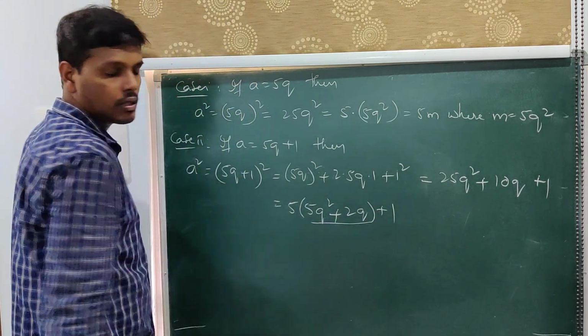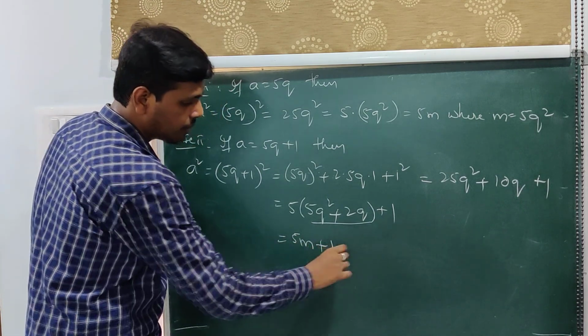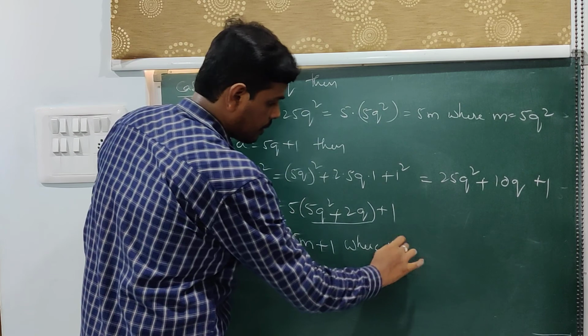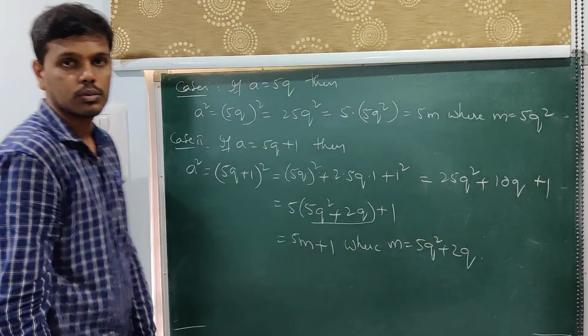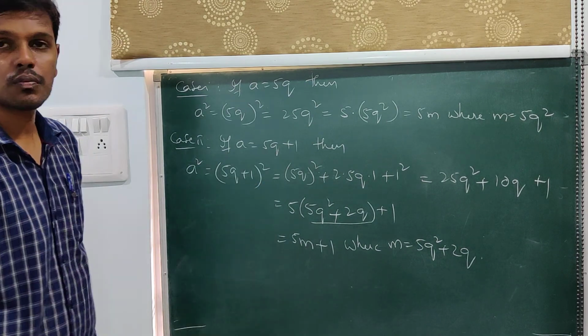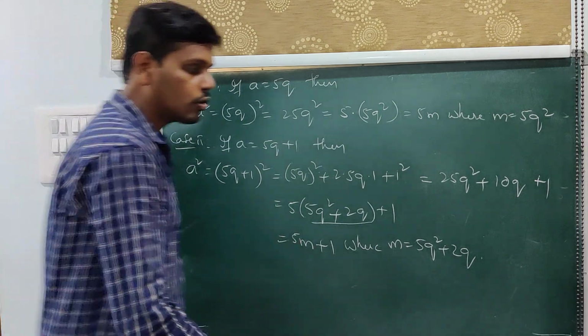Now this entire value, let us assume this as some m, then that will be 5m plus 1, where m is equal to 5q square plus 2. So even when a takes the form 5q plus 1, we have proved that a square is of the form 5m plus 1. Now we move on to the third case.